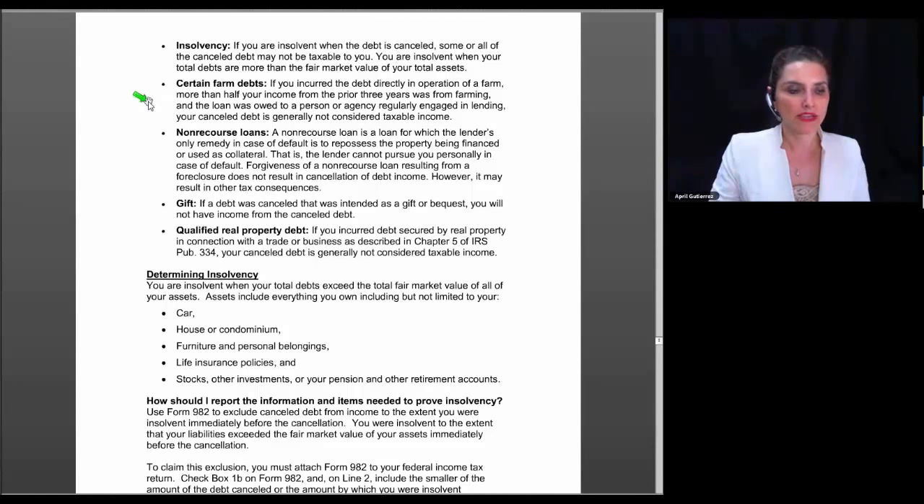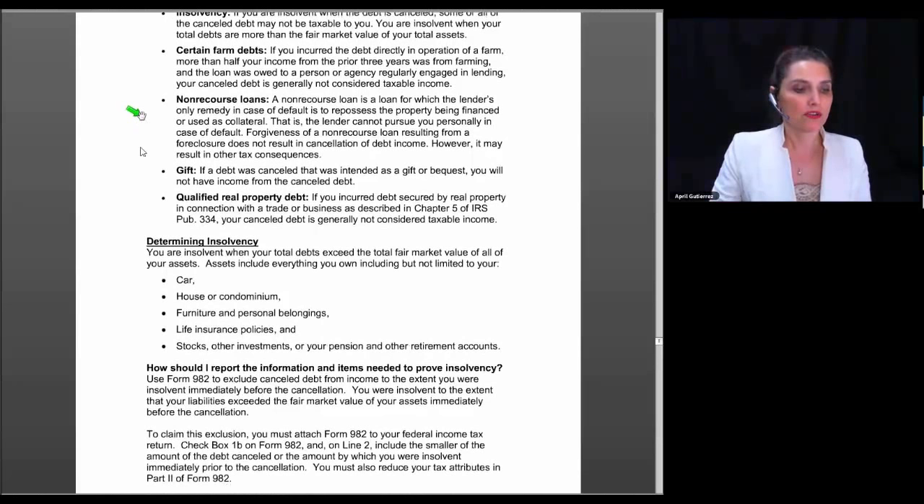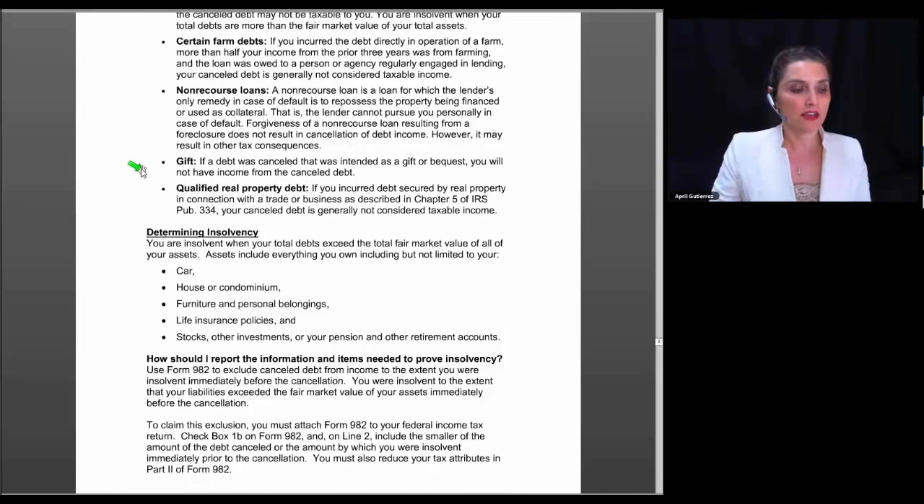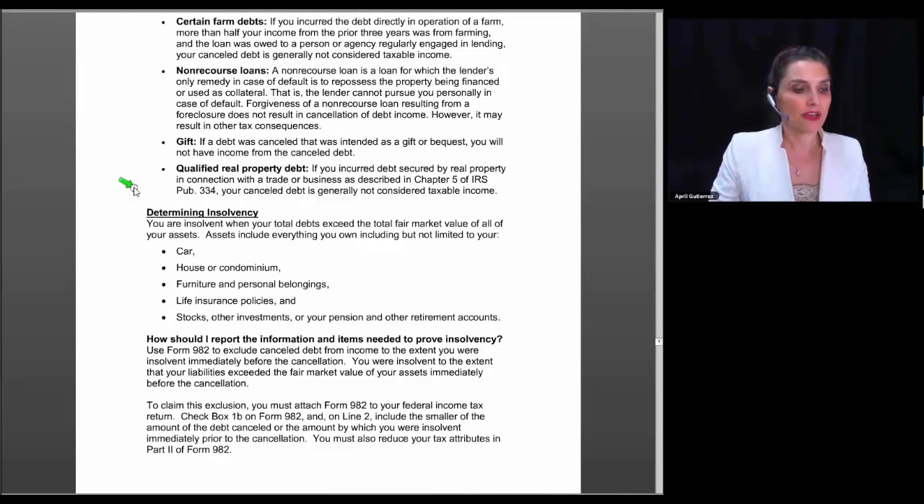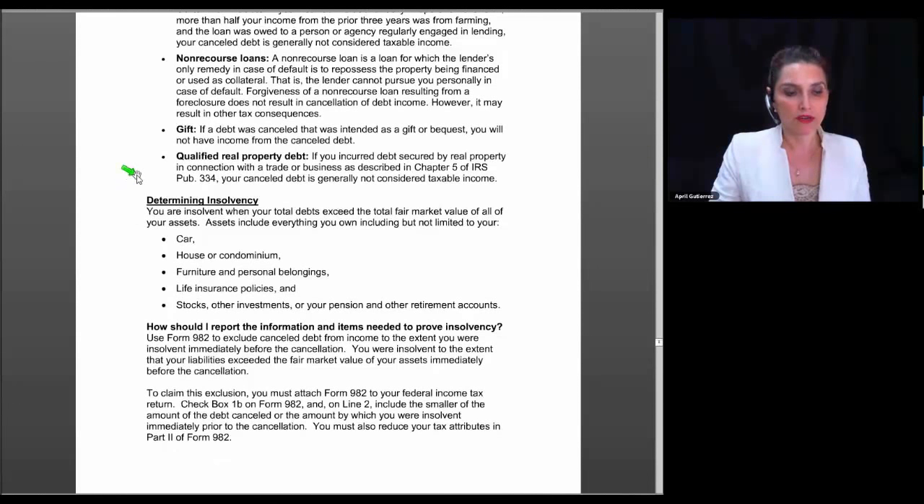Also, certain farm debt. Farmers who can show that they meet the definition of farmers who get canceled debt related to their farming can exclude that. Certain non-recourse loans. Gifts. If a canceled debt is really just a gift to you, then it's not income to you. And qualified real property debt, if you have a mortgage on property that you use for income production, you're going to actually reduce your basis in that property rather than treat it as income. But all of those exceptions to canceled debt taxation are reportable on Form 982.